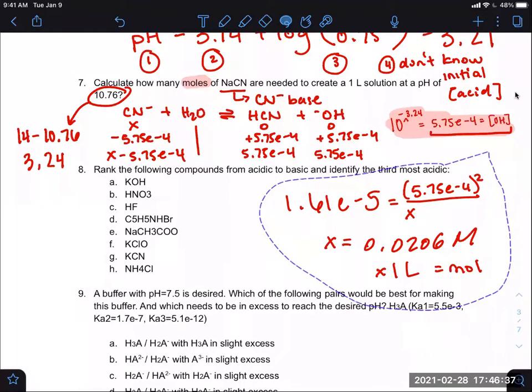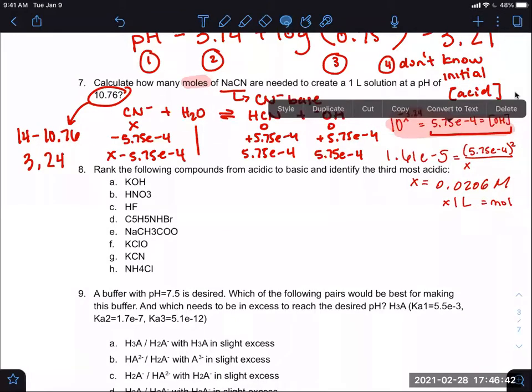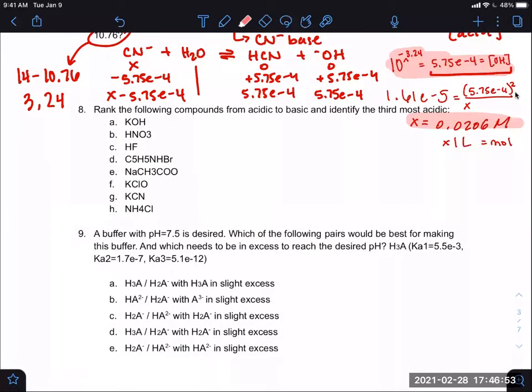Any questions on that one? Okay, so this is the final answer. All right, next problem, ranking. Okay, great. Sorry.